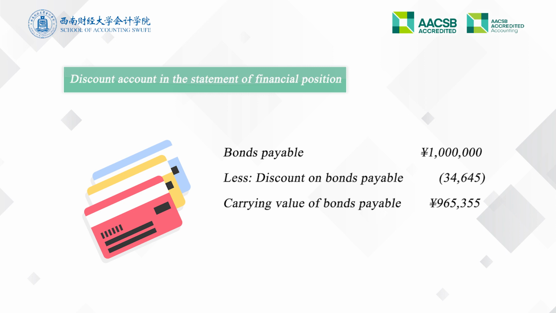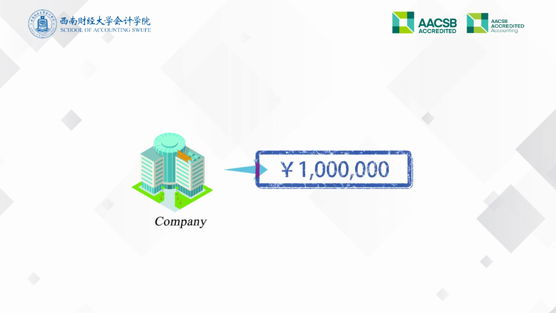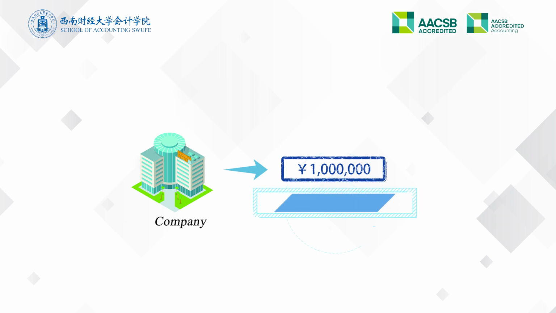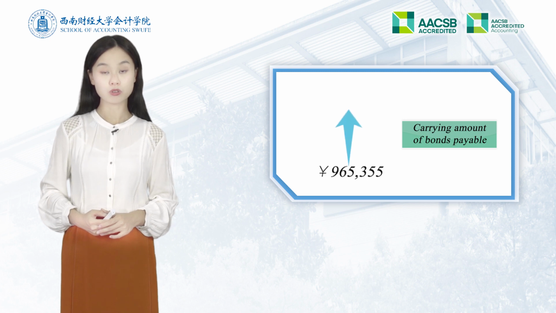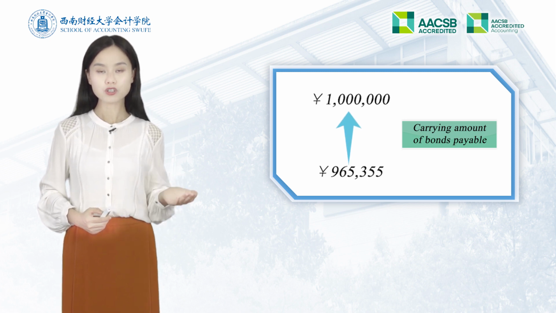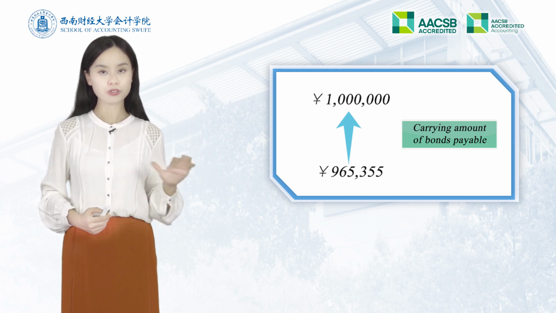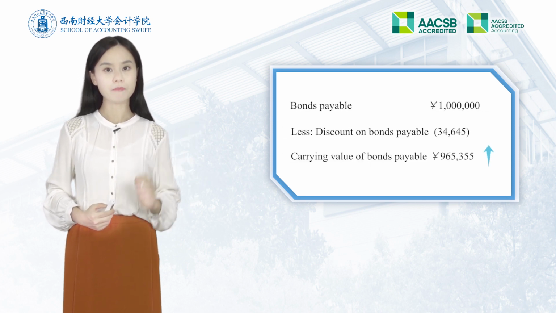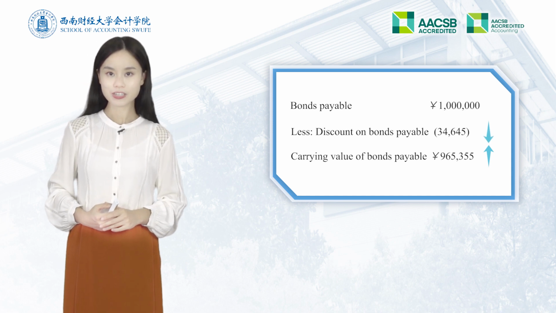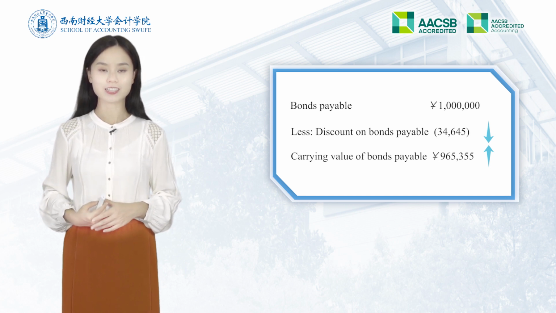965,355 yuan. In this example, the company needs to pay back 1 million yuan when the bonds mature in 2 years. Therefore, the carrying amount needs to increase from 965,355 yuan to 1 million yuan over the 2-year bond life. We increase the carrying amount by reducing the discount as we record interest payment, as shown next.